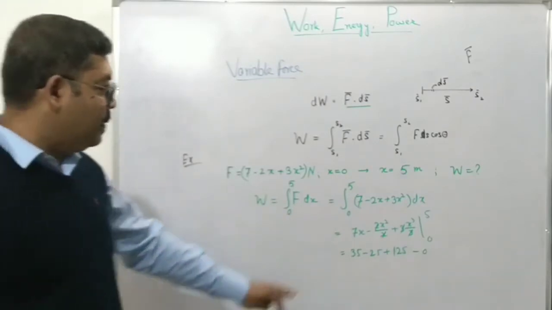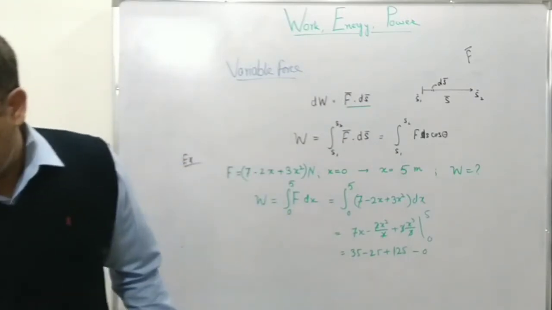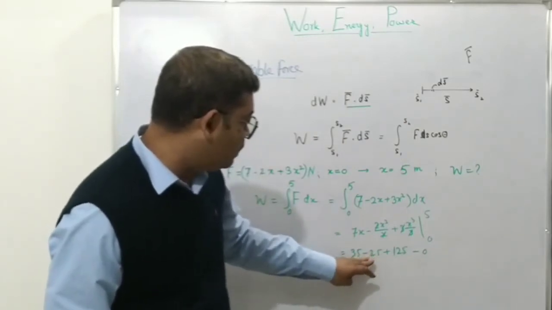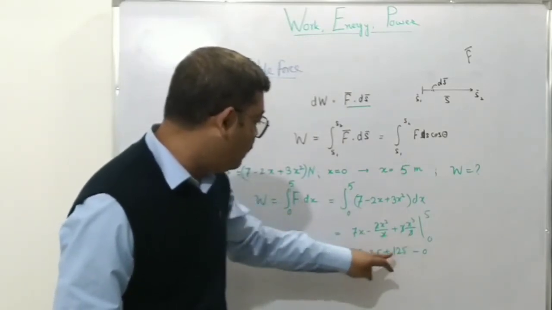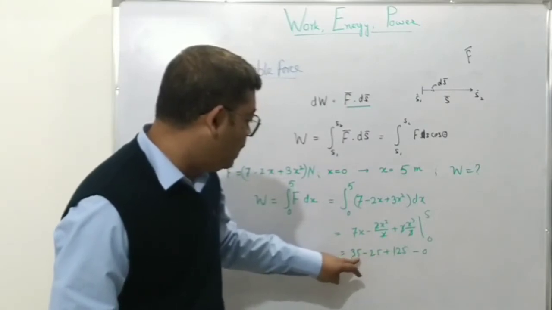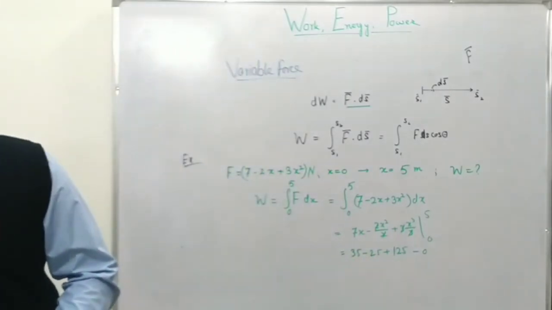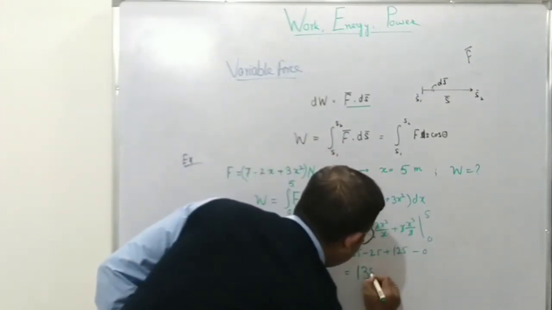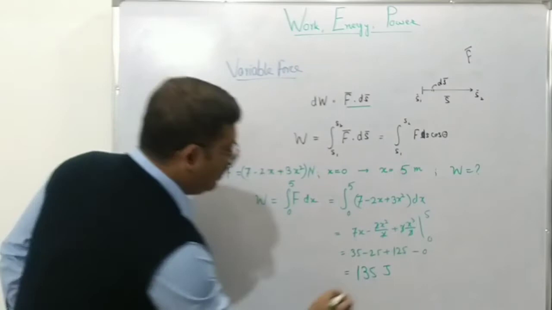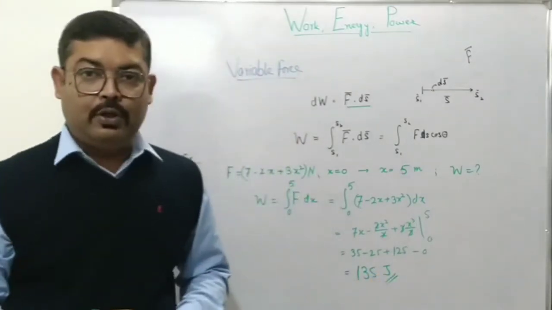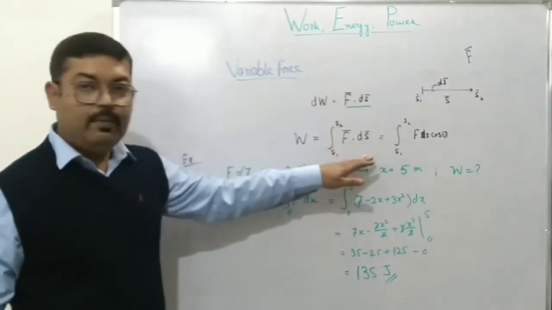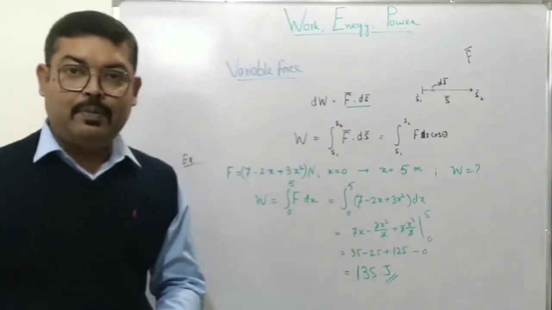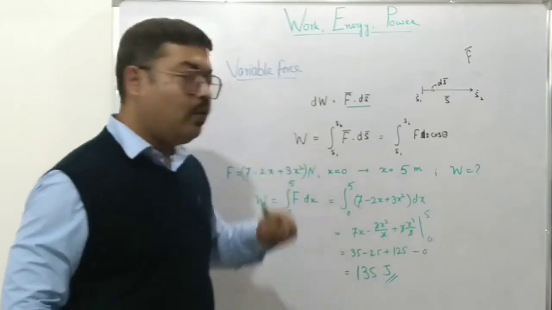So if we simplify this, what are we left with? 125 plus 10, 135, right? 135 joule. This will be our solution. So in case of variable forces, we can always use this equation, as we have seen in this example, to find the total work done.